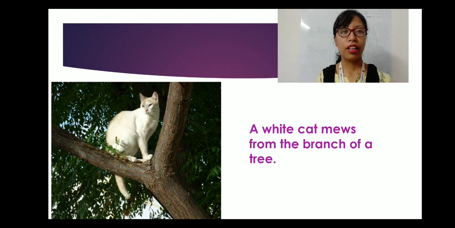The next one, we know that it is on a tree, right? But particularly at which place? At which place is this white cat? From where is the white cat mewing? A white cat mews from the branch of a tree. So particularly it is sitting on a branch, right? As you can see on the screen. A white cat mews from the branch of a tree.